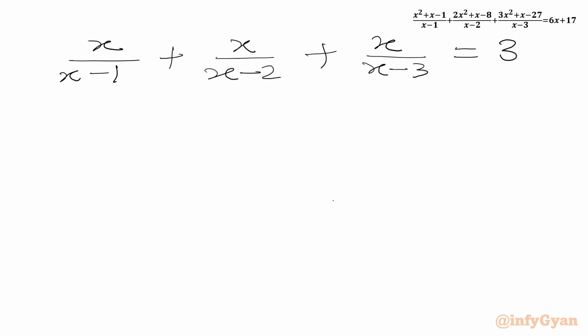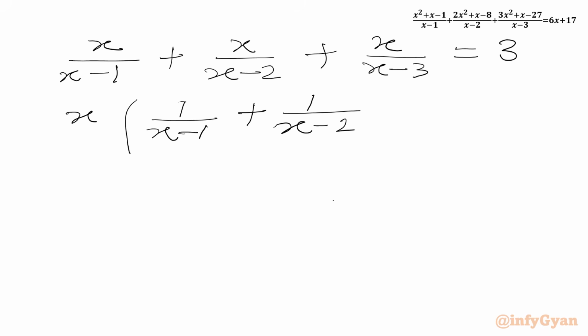Now we can take x common. So in the bracket we will be writing 1 over x minus 1 plus 1 over x minus 2 plus 1 over x minus 3, equal to 3.